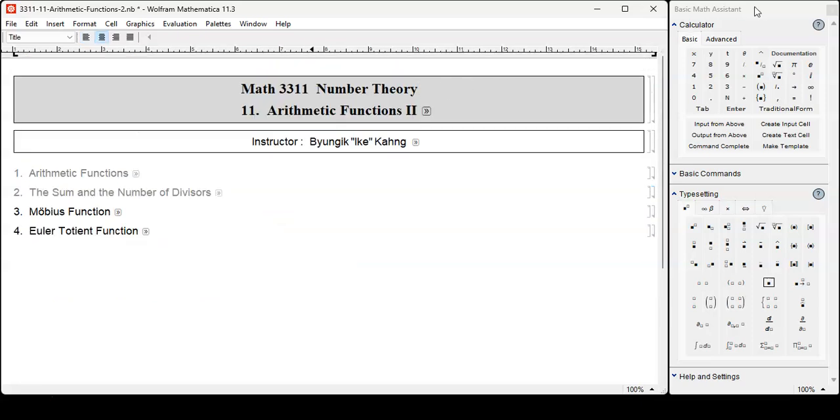Okay, that completes this lesson 11, and that completes this subtopic in arithmetic functions.